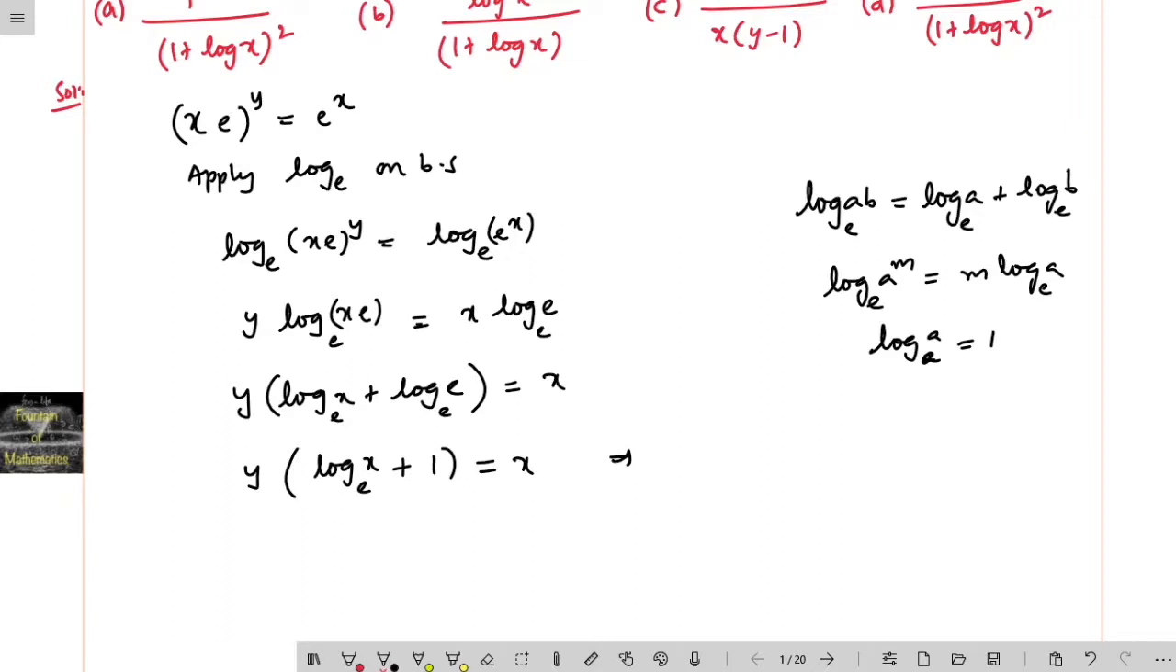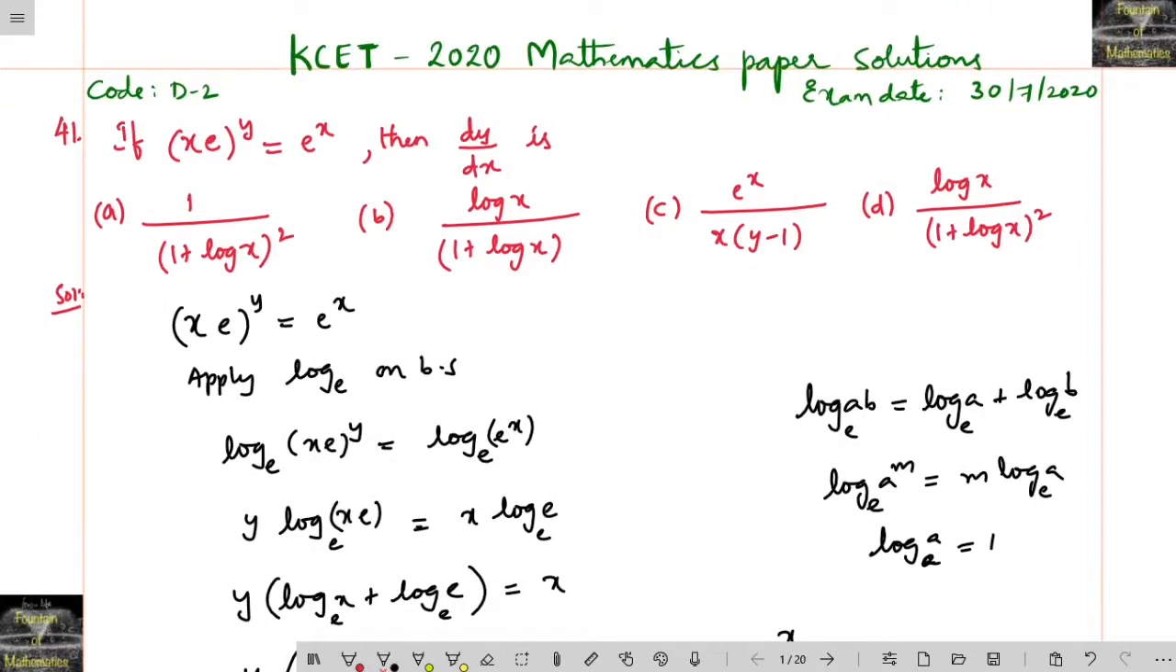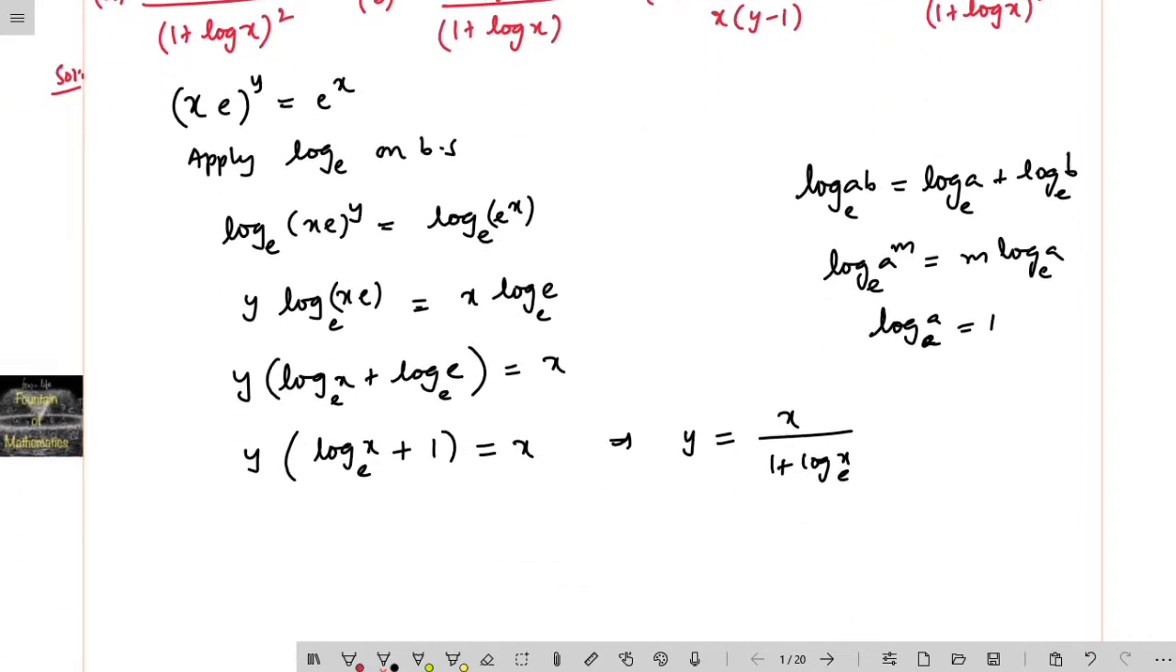Or we can write y is equal to x divided by 1 plus log x to the base e. Okay, now the question is asking dy by dx. Now we'll find the dy by dx.